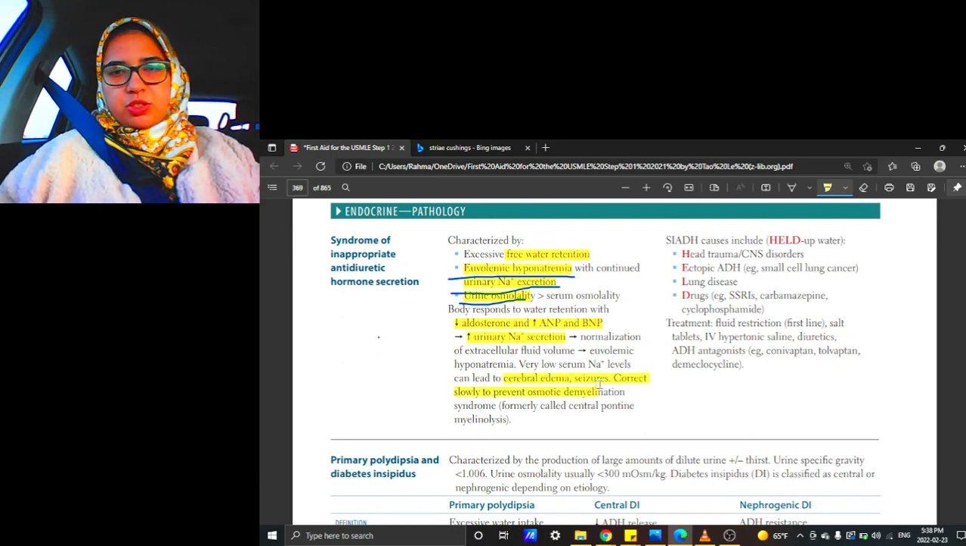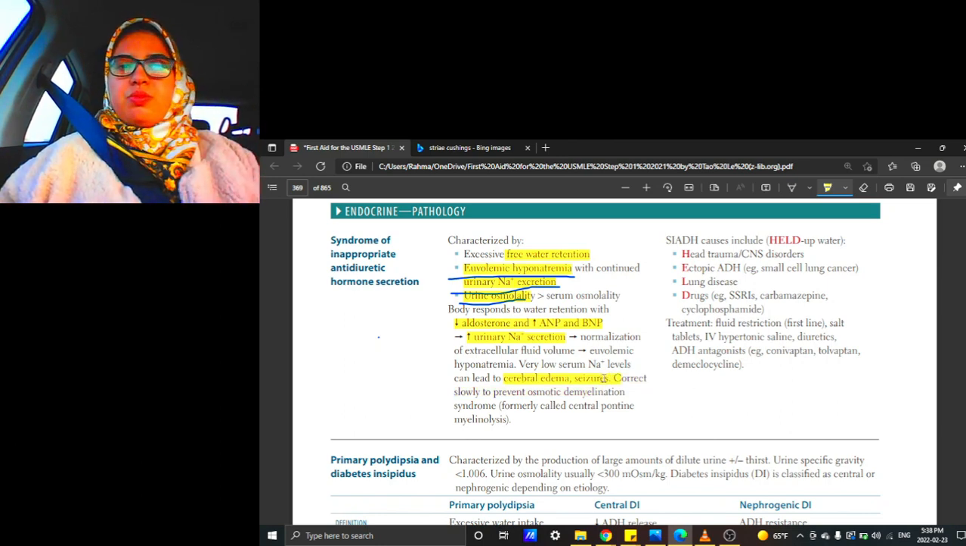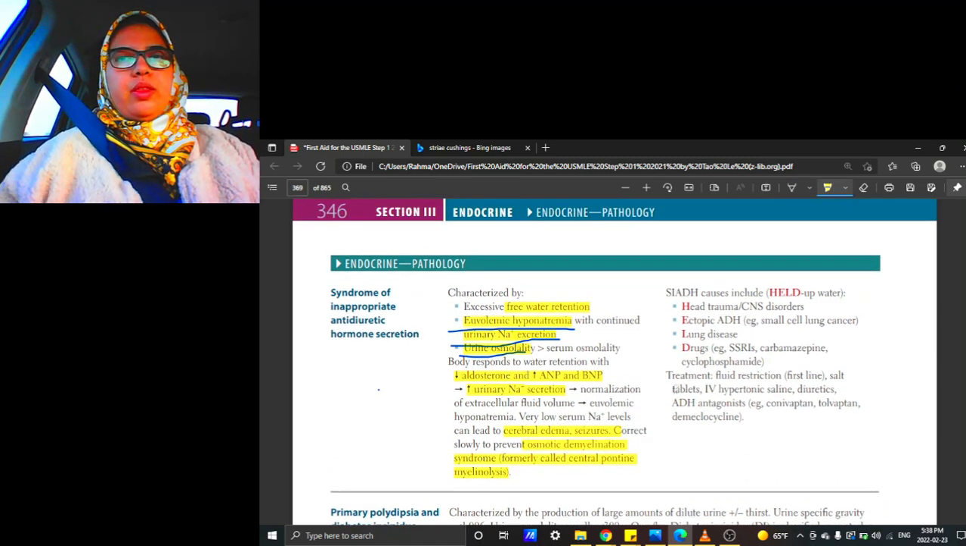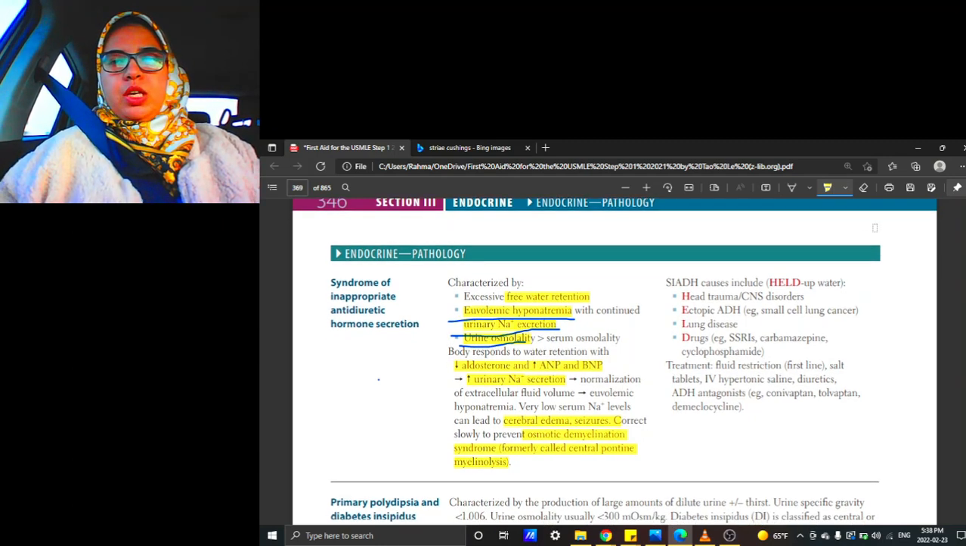Cerebral edema, seizures. Correct slowly to prevent osmotic demyelination syndrome, formerly called central pontine myelinolysis, and this is something we can discuss in greater detail with the nervous system, which will be the next system that I will do after we finish endocrine. So SIADH is held up water.